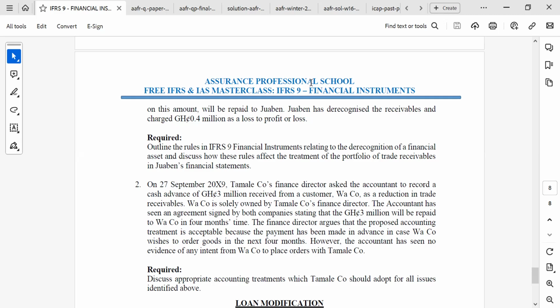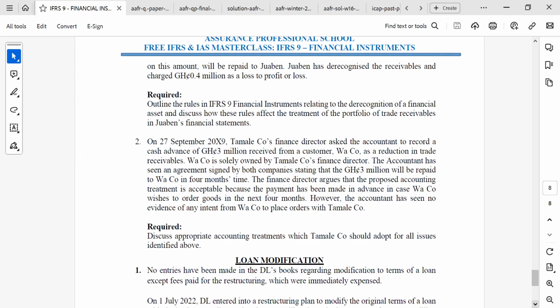Please, can you scroll down? However, the accountant has seen no evidence of any intent from WACO to place orders with Tamale Co. Required: discuss the appropriate accounting treatment which Tamale should adopt for all issues identified above.